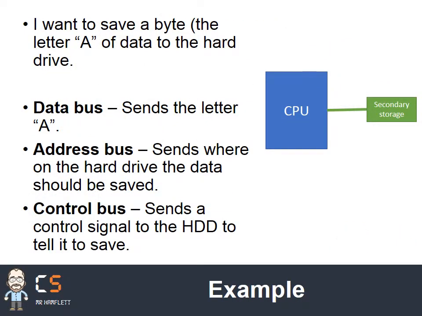So as an example, just to make this clear, let's say I want to save a byte of data. I want to save the letter A to the hard drive. The A is going to be sent down the data bus. The actual physical binary representation of the letter A in ASCII is going to be sent down the data bus. Where I want that A to be saved on the hard drive, the location of it, is going to be sent by the address bus. And the control bus is going to send the control signal to tell the hard drive, okay, you need to save this letter at that address, please.